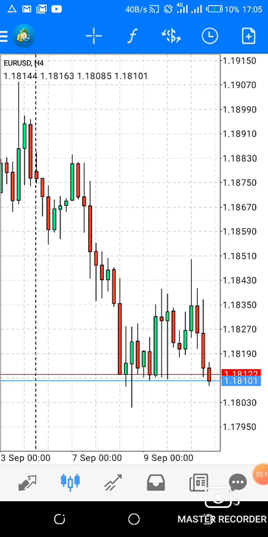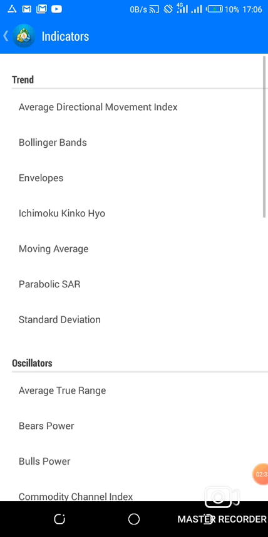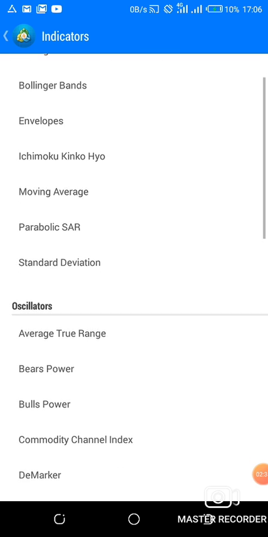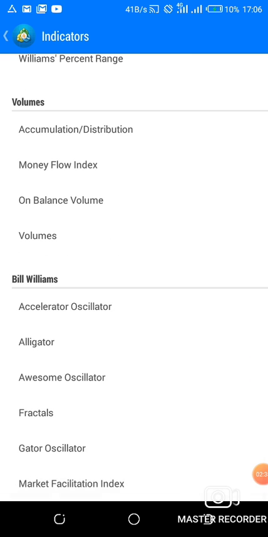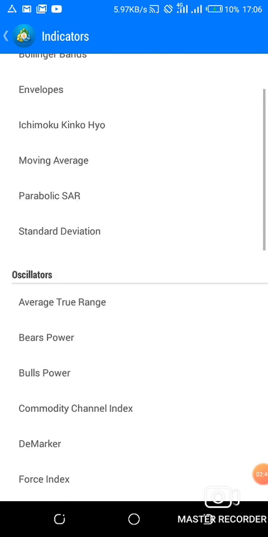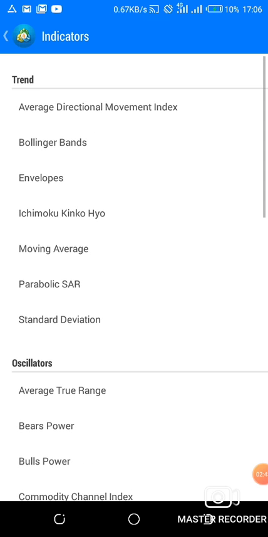Now I want to take you to where indicators are. Indicators like moving average, Ichimoku Kinko, stochastic oscillator. Let me take you to where they are. We have a lot of them. Click on that F you are seeing at the top. Now look at them, here they are. We call them indicators. We want to make use of one this evening, which is moving average. That is where we'll be starting from.